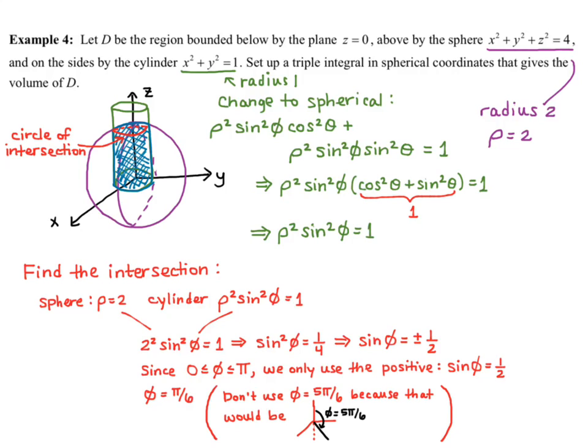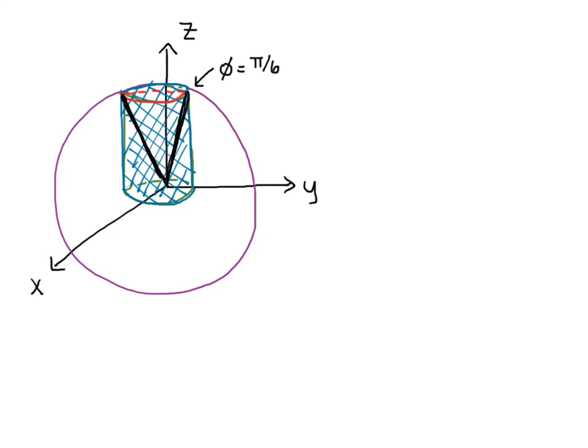Okay, now we're ready to start actually building our volume integrals. So there's our intersection, phi equals pi over 6. And here's our graph. What we're going to do is look at the different ranges of phi. So if I look at this cone that has its tip at the origin, what I can see from that is that my phi is going to be between 0 and pi over 6.